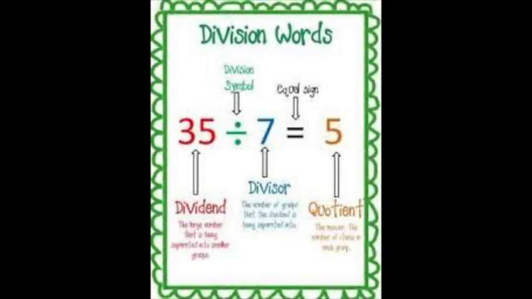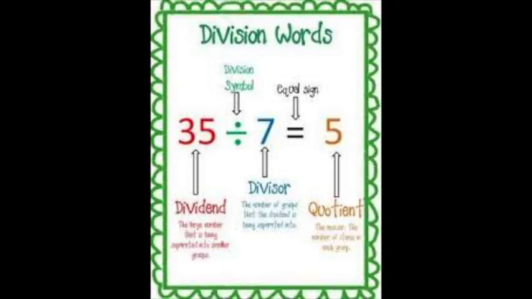I can divide by 5. Remember, division is an operation where a number is separated into equal groups. Our division words: our first number is our total, which is the dividend. Then we have a division symbol, and our next number is our divisor.